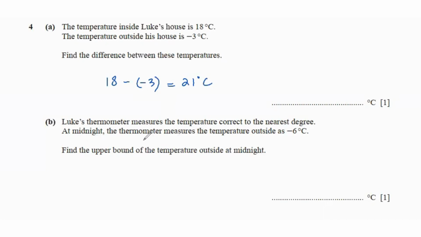Then it says Luke's thermometer measures temperature correct to the nearest degree. At midnight, the thermometer measures temperature outside as -6. Find the upper bound. First you find the degree of accuracy by dividing the nearest degree by 2. So it's going to be 1 over 2, which is 0.5. Then we add 0.5 to the temperature, which will give us the upper bound. So that's going to be -6 plus 0.5, which is -5.5. That is the upper bound. If they were asking for the lower bound, then you would subtract 0.5 from -6.